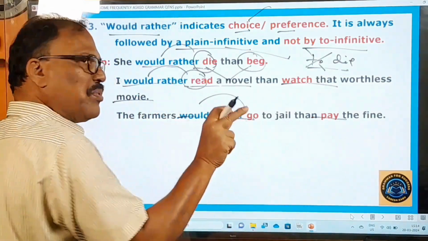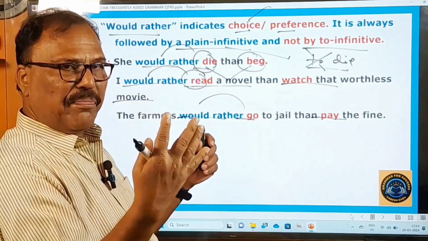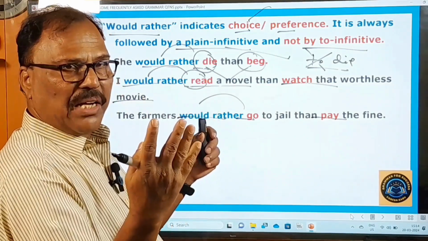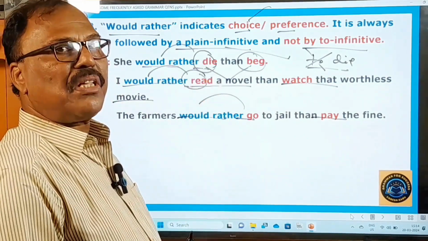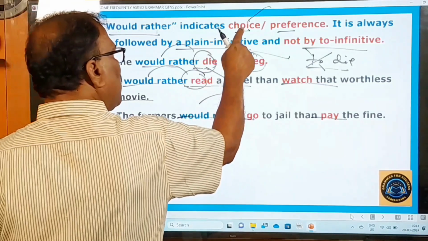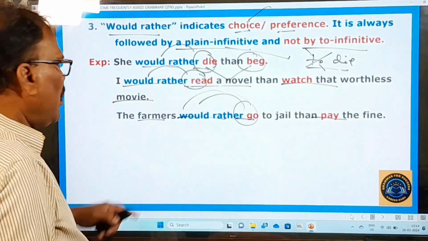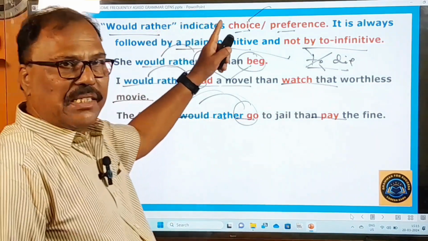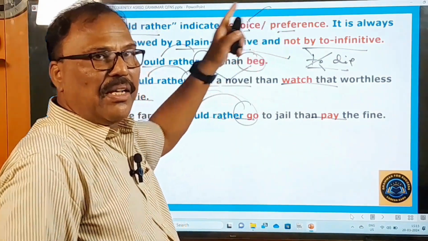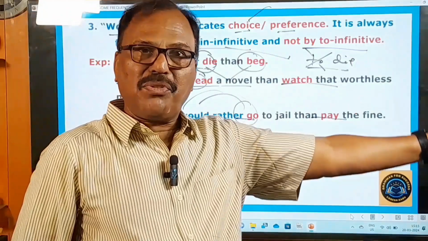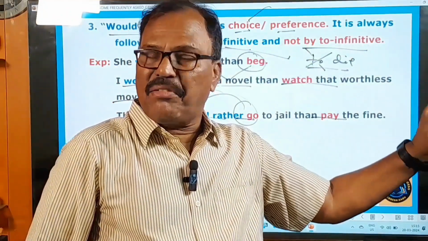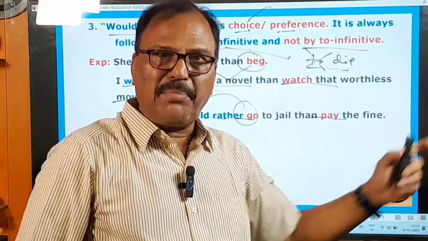So going to jail, one option. Paying the penalty or fine, another action. So between these two, what is the option, or what is the choice? What is the preference of the farmers? They would rather go to jail. So this would rather always indicates choice or preference, and this would rather is also always used with a plain infinitive, not with a true infinitive. Please keep this point in your mind.